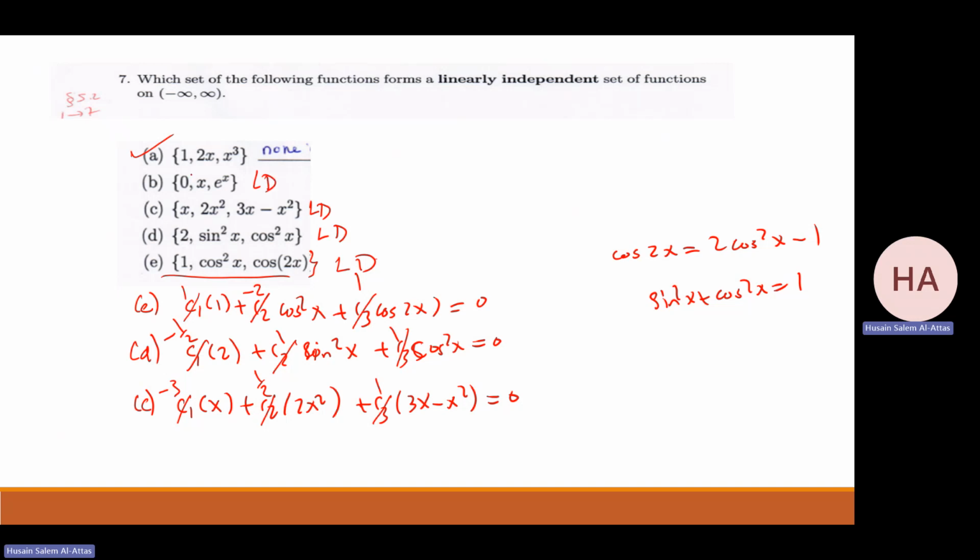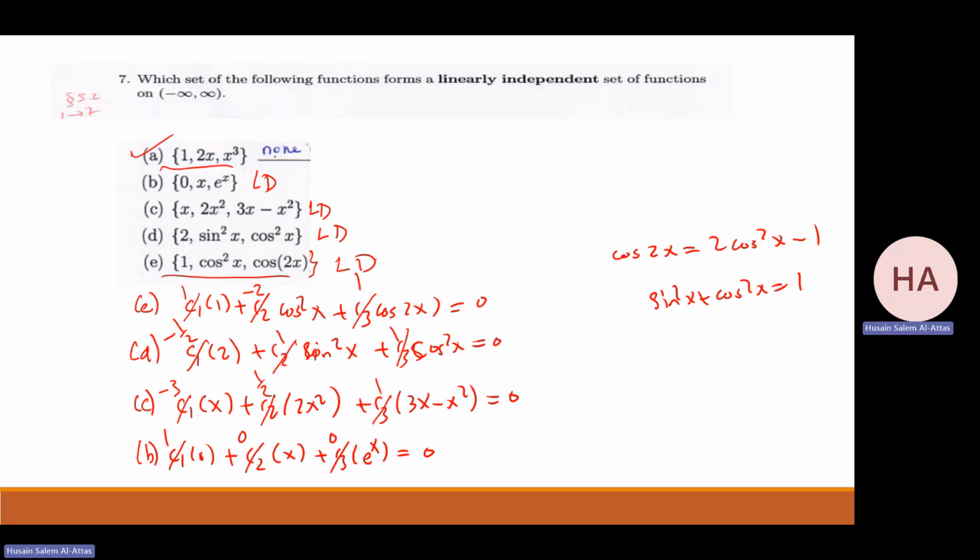And this is also linearly dependent since it has the 0. You can do it easily: c1 times 0 plus c2x plus c3x equals 0. Take this one and make the rest 0. So they are linearly dependent.